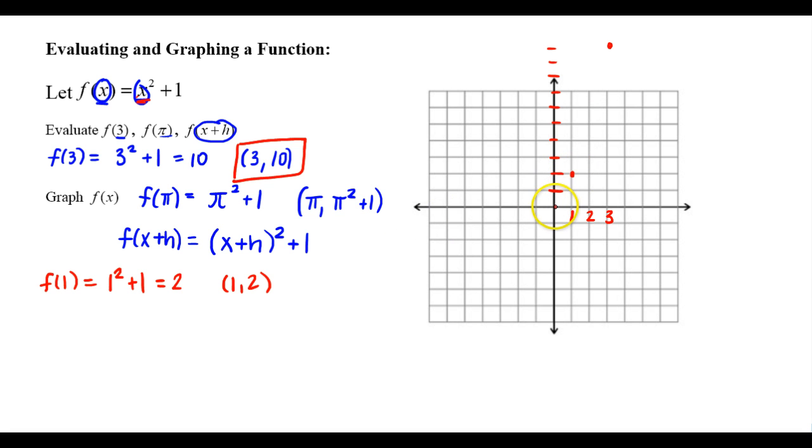And then how about I go ahead and plug in 0. 0 is a nice number to plug in, so f of 0 is going to be 0 squared plus 1, letting 0 replace my x. So 0, 1 is going to be another point on the graph.